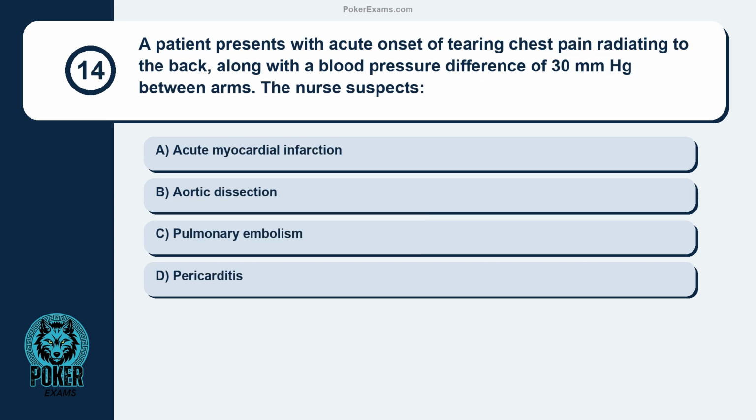Question 14. A patient presents with acute onset of tearing chest pain radiating to the back, along with a blood pressure difference of 30 millimeters of mercury between arms. The nurse suspects acute myocardial infarction, aortic dissection, pulmonary embolism, pericarditis.